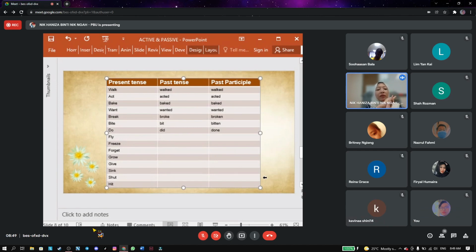Fly. Who would like to try? Fly. Nah, masa ni lah nak cari kan? Google semua. Nazrul. Fly. Flew. F, L, E, W. Okay, anda ni dia cari ni. Okay, lagi? Participle. Flown. F, L, O, W, N. Yes, correct. Flew and flown. Okay.